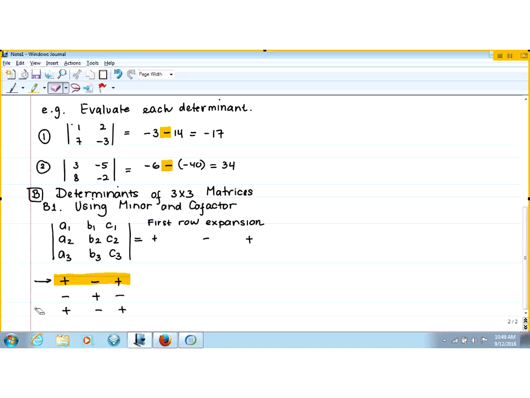Can you use third row? Yes. First column? Yes. Second column? Yes, etc. Now, I'm going to write down A1, because A1 is an element on the first row, followed by B1, followed by C1. So those are my elements on the first row. First of all, I start with the sign. The second one, we put in the elements. And then the third one, we're going to multiply these by the minor.